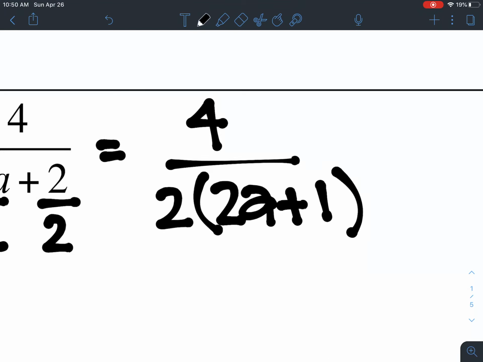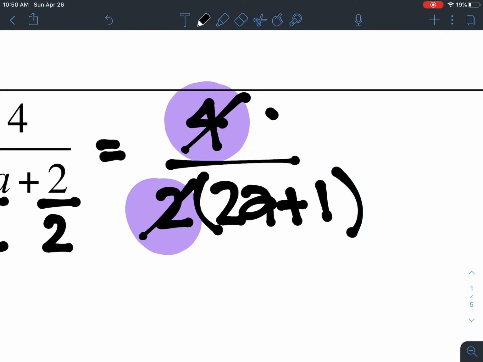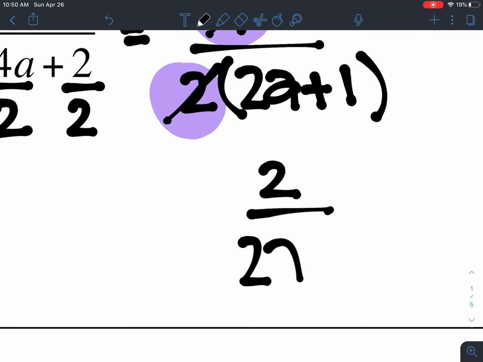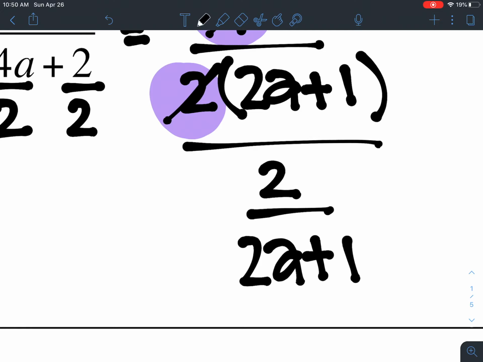So we're going to now simplify the 4 and the 2, and 2 goes into 4 two times. So your final answer for this is 2 over 2a plus 1, and that's as far as you can go.